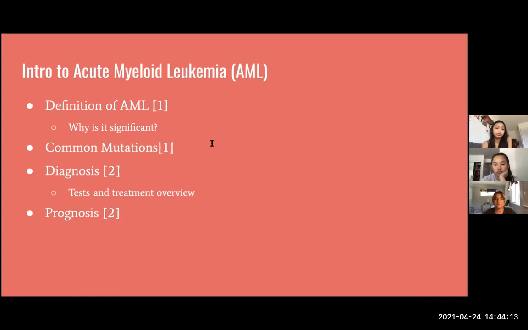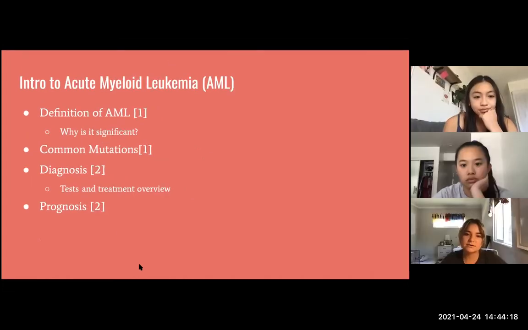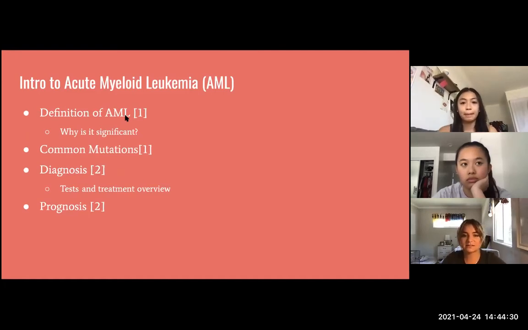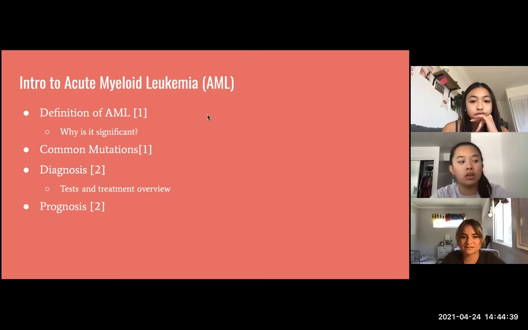So, a little background on acute myeloid leukemia. It's defined as a heterogeneous clonal disorder characterized by the immature myeloid and bone marrow proliferation. 19,520 people are diagnosed with AML each year in the United States. And unfortunately, there's an estimated 10,600 people that die from acute myeloid leukemia every year, just because of how aggressive the cancer is and how difficult it is to treat.